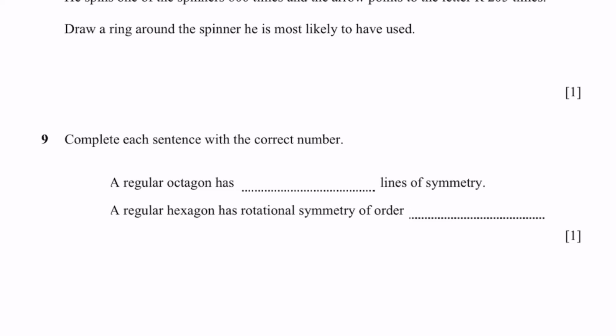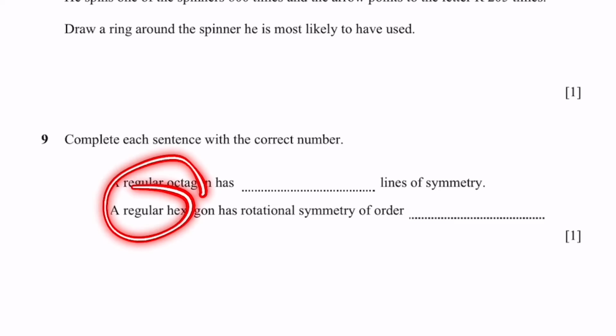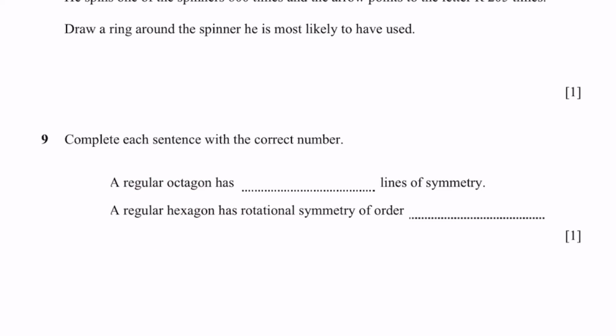Question 9. Complete each sentence with the correct number. A regular octagon has dash lines of symmetry. So an octagon has 8 sides, regular octagon. And if it has 8 sides, it has 8 lines of symmetry since it's a regular polygon. And that will be our answer.